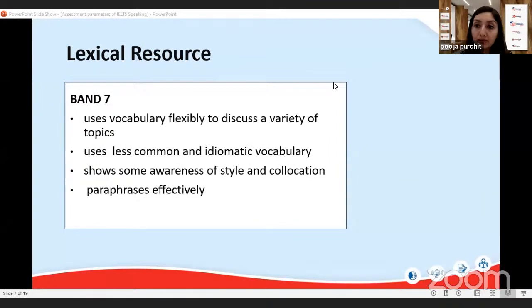अब इधर गलती क्या करते हैं students? They just directly copy the words. If the examiner asks you, do you think it's important for people to play games? They say, yes, it is important for people to play games. So you've used the same set of vocab that is given to you by the examiner.